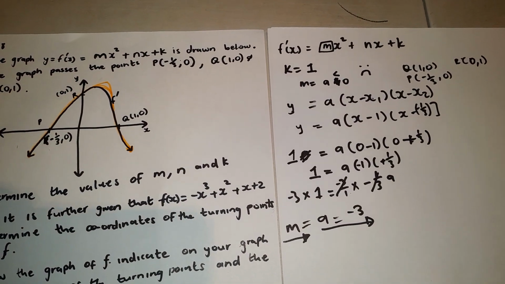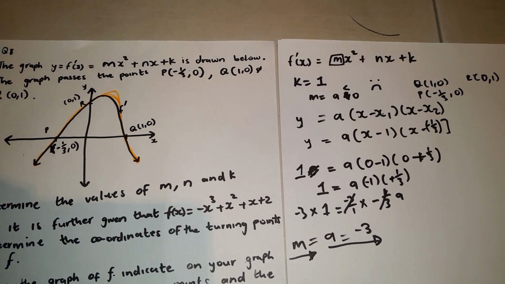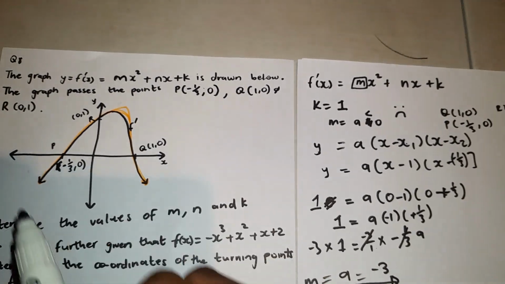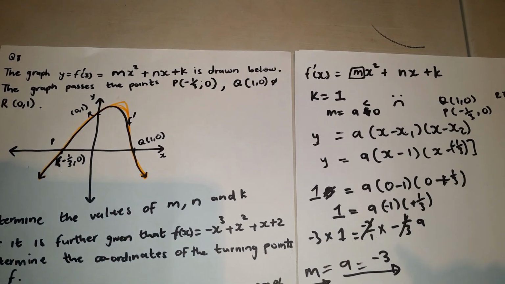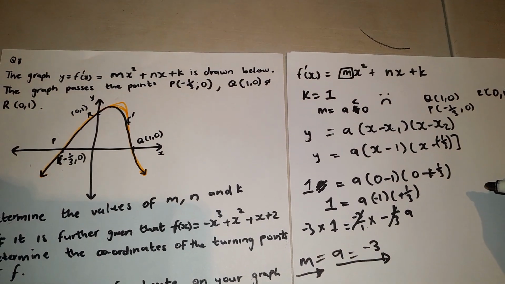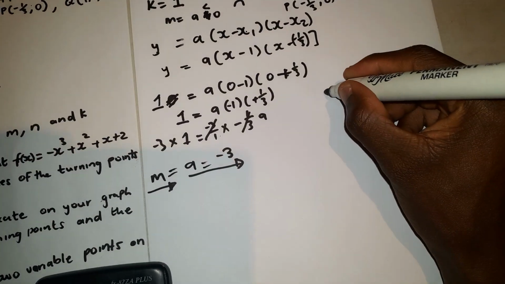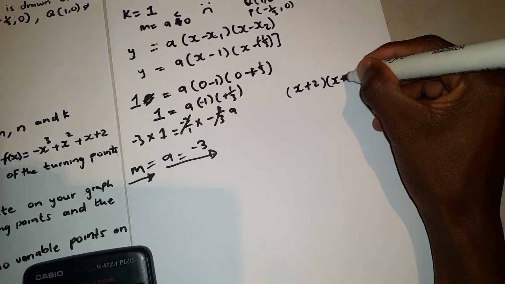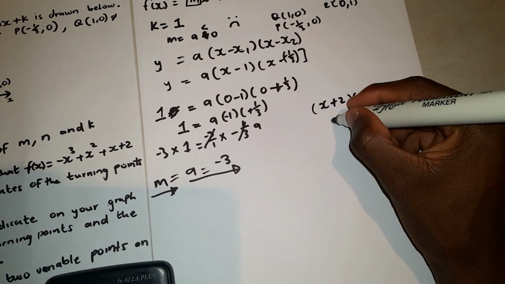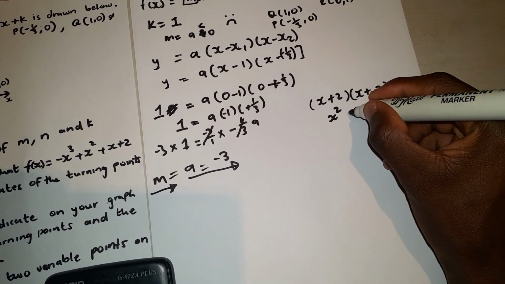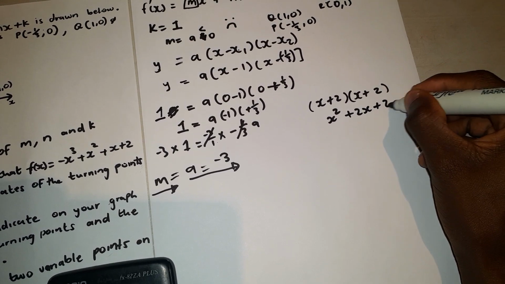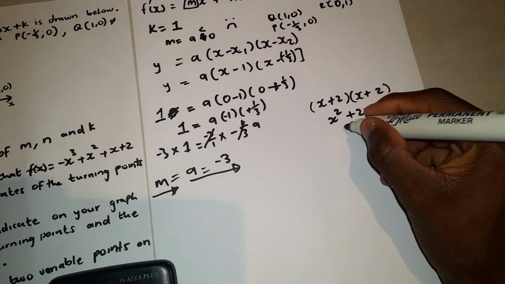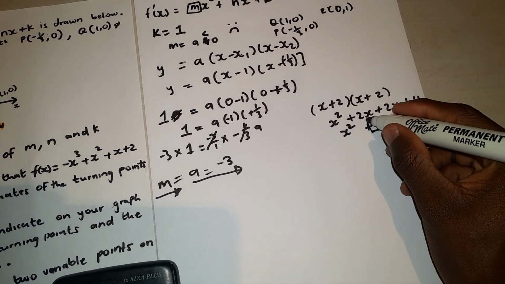So now we have two of them. Now we need to find our n. Kindly note, because we are dealing with trinomials, it's something like this. Let's say it's (x plus 2) times (x plus 2), and we're going to expand it. It's going to be x squared plus 2x plus 2x plus 4, which will leave us with x squared plus 4x plus 4. So we are looking for this.